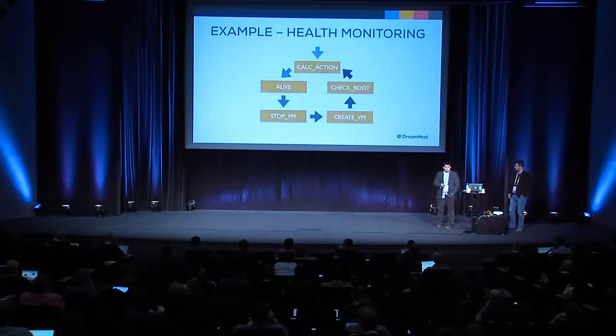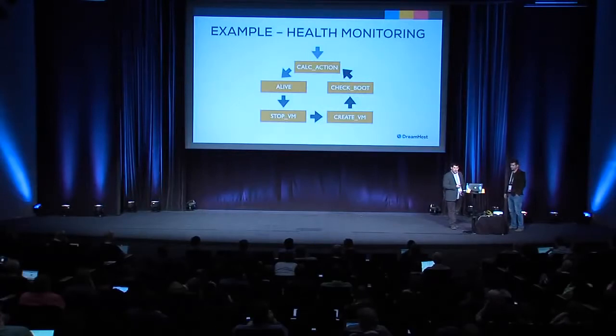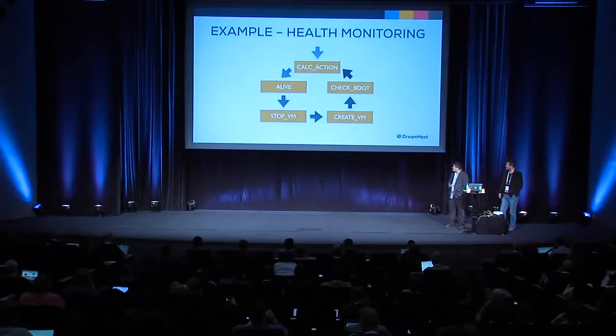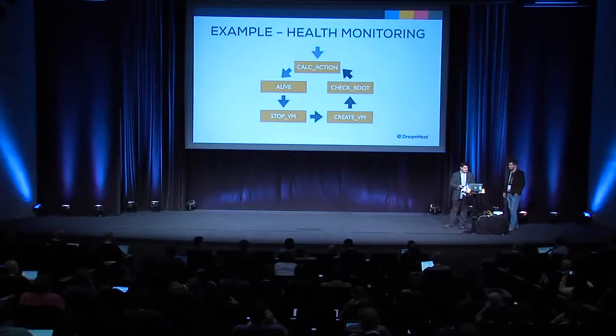So here's another example. This is the health monitoring that I mentioned earlier. Again, we go into calc action. And this time, we're receiving an event which is poll the router. We go to the alive state. And in this circumstance, it looks like we're trying to reach the VM over the HTTP interface. It's non-responsive. We've waited maybe a minute or two, and we've decided, OK, let's kick it out. Let's just make another one. So you can sort of see the direction that this is going here. We're going to stop it, create a new VM, check the boot, and we sort of continue that cycle.